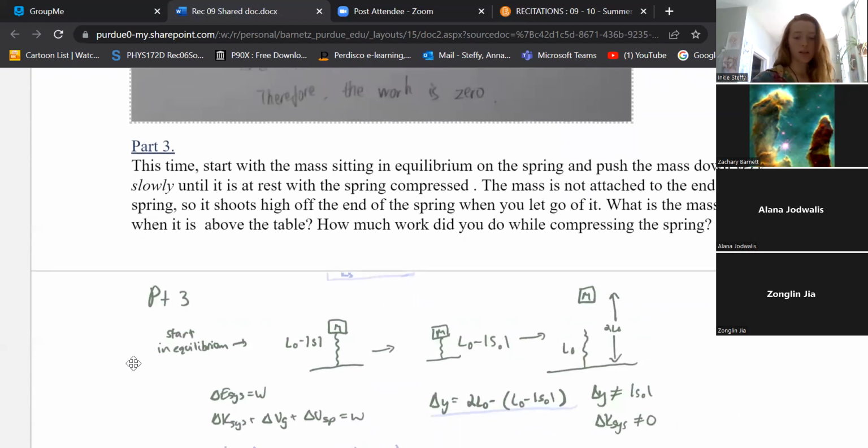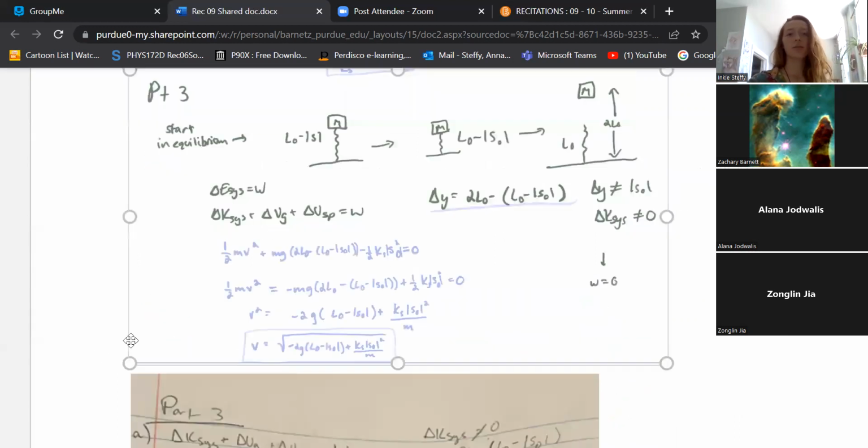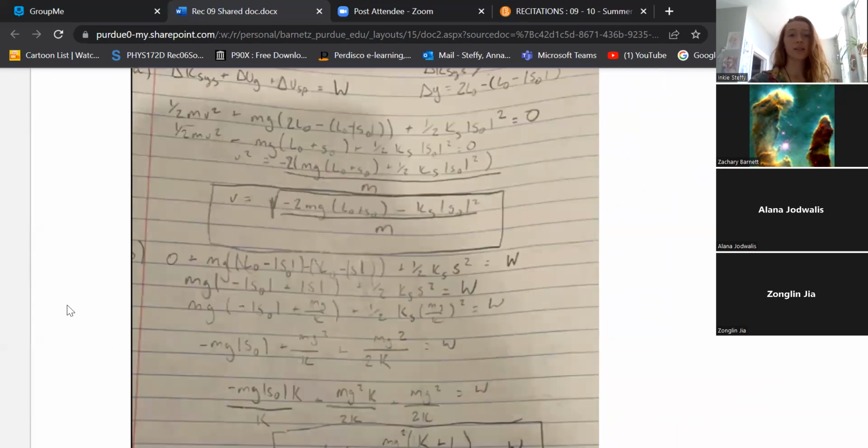And then I think the last part: this time, start with the mass sitting in equilibrium on the spring and push the mass down very slowly until it's at rest. The mass is not attached at the end of the spring, so it shoots off high whenever you let go. And we're tasked with finding speed.